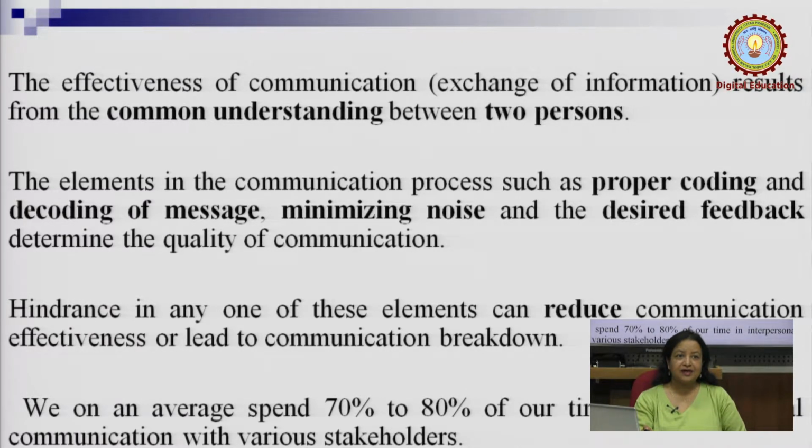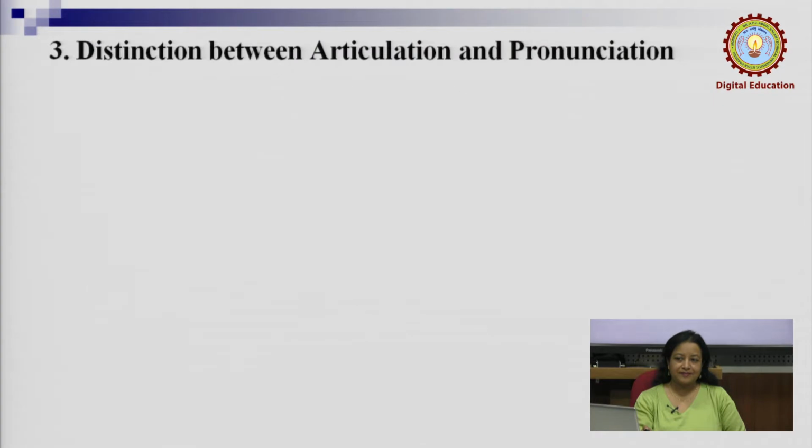The elements in the communication process, such as proper coding and decoding of message, minimizing noise and the desired feedback, determine the quality of communication. So, hindrance in any one of these elements can reduce communication effectiveness or lead to communication breakdown. We on an average spend 70 to 80% of our time in interpersonal communication with various stakeholders.